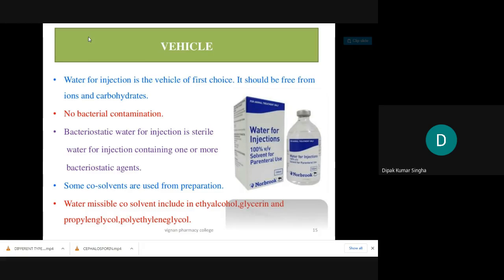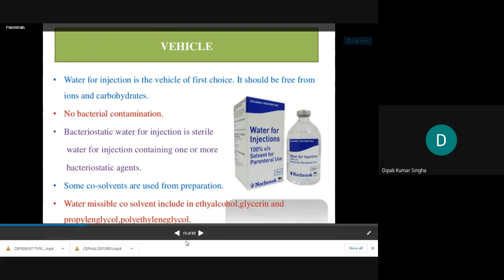Not only water but other solvents are used for this preparation. Water for injection, 100% v/v, for parenteral use, and water-miscible co-solvents including ethyl alcohol, glycerin or propylene glycol. Generally ethyl alcohol is used as the co-solvent. Sometimes drug molecules are not soluble in water, but with a co-solvent containing some percentage of alcohol there will be better solubility. So in that case the vehicle can be chosen.